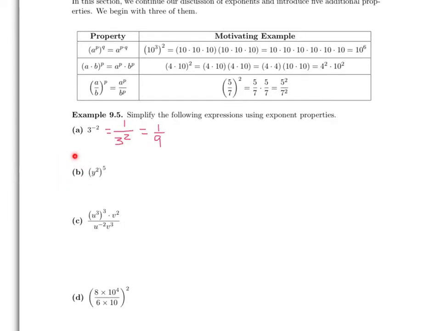Let's look at B. Here we're taking a number y and squaring it, and then we're taking the entire quantity and raising it to the 5th power. That looks like what we were doing in this property. And so we ought to be able to calculate the result by taking y and raising it to the product of the two powers. So we get y to the 10th.